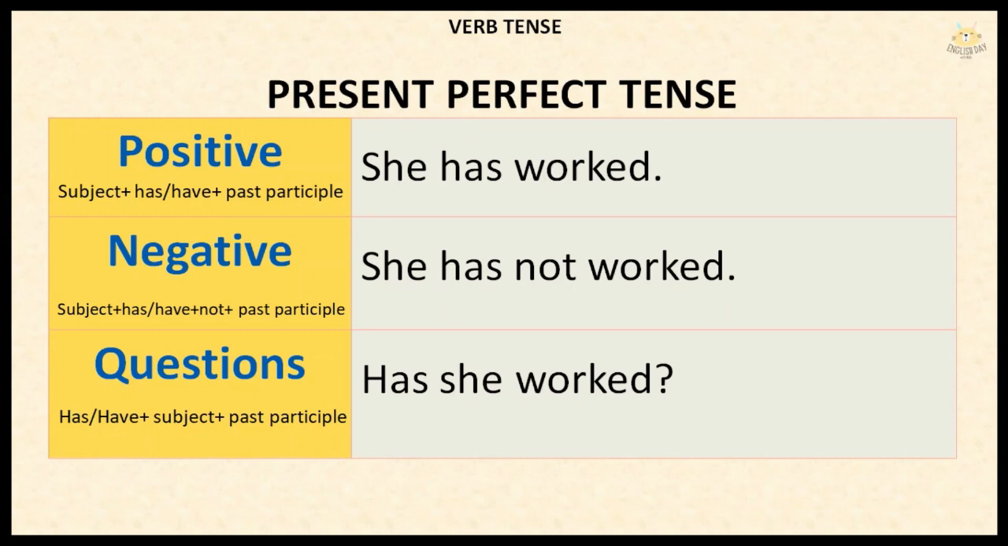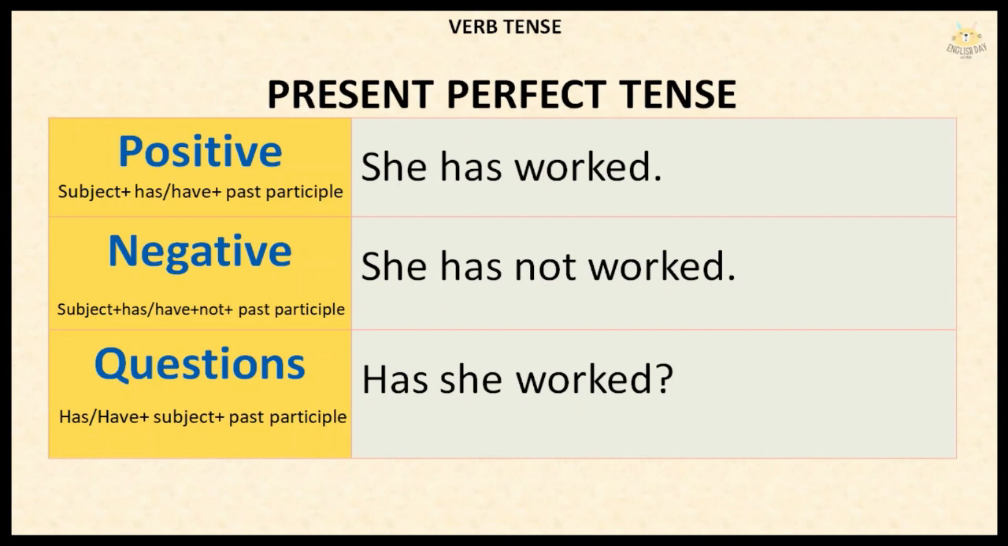Let's check if we followed the structure. We began our sentence with our subject she, followed by has, because our subject is singular, then our past participle, which is worked. Since work is an example of a regular verb, the past participle form is the same as its simple past form. Now let's move on to the negative form.